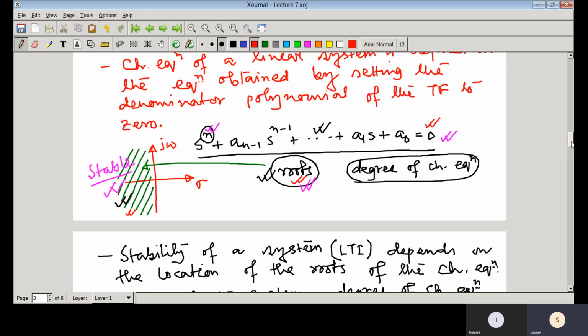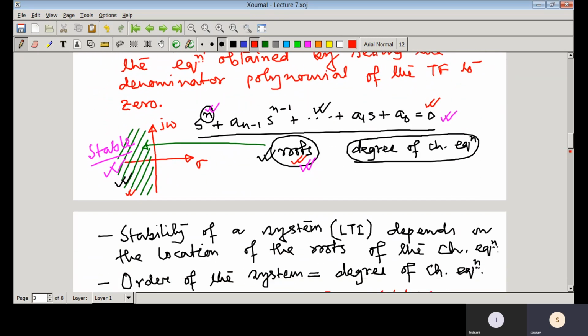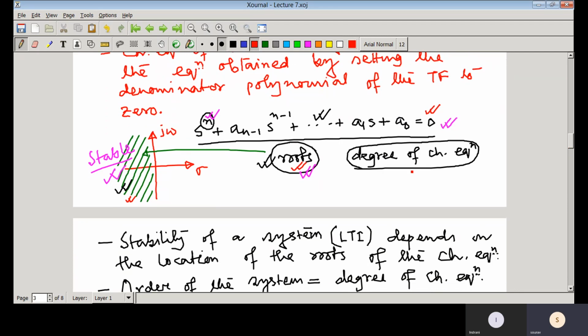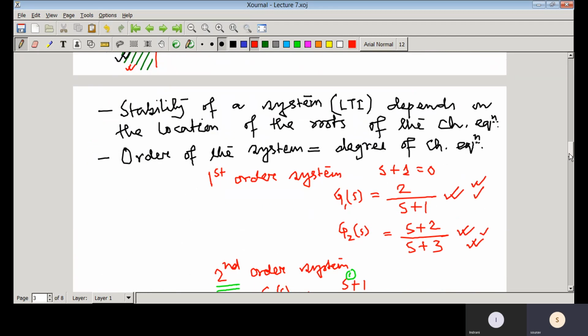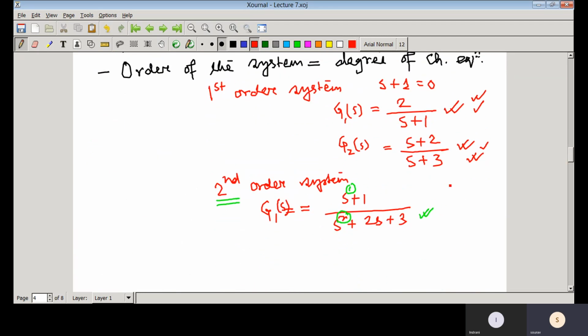And another thing we have discussed, the degree, that is the order of that system. It depends on the degree of the characteristic equation. The degree of the characteristic equation is called the order of that system, and we have just discussed some examples. So now let us see how to represent the transfer function matrix.